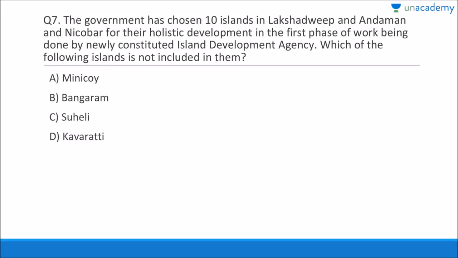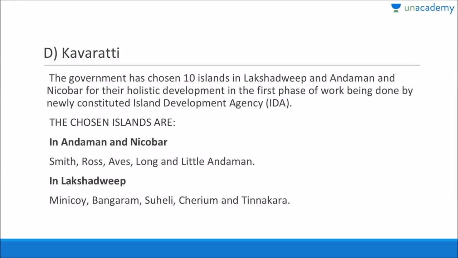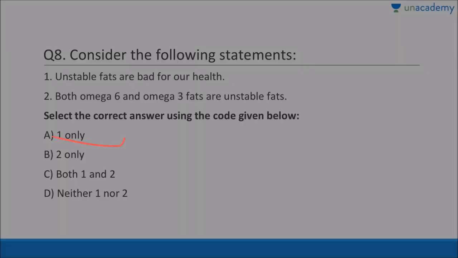Question number 7, the government has chosen 10 islands in Lakshadweep and Andaman and Nicobar for their holistic development in the first phase of work being done by the newly constituted Island Development Agency. Which of the following islands is not included in them? Answer is D, Kavaratti. Kavaratti is not included. So Andaman and Nicobar have 5 islands: Smith, Ross, Aves, Long and Little Andaman. And in Lakshadweep also there are 5 islands: Minicoy, Bangaram, Suheli, Cheriyam and Tinakara.